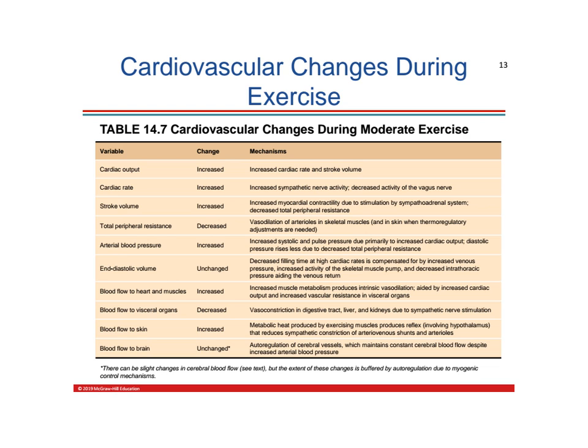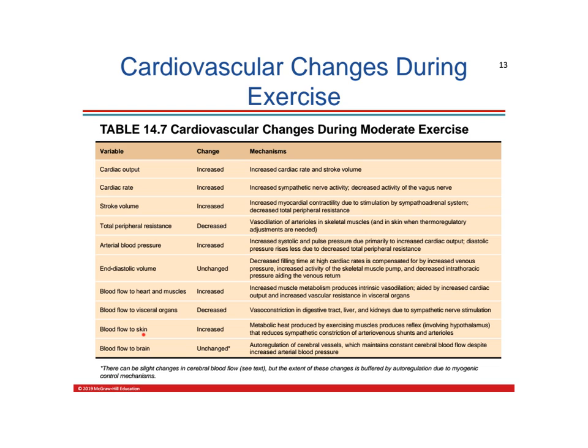Finally, there's increased blood flow to the heart and muscles, and this is because increased muscle metabolism produces intrinsic vasodilation, and this is aided by increased cardiac output and increased vascular resistance in visceral organs. So we've discussed all that previously. Blood flow to visceral organs is decreased. This is due to vasoconstriction of the digestive tract, the liver, and the kidneys. And this is all due to sympathetic nerve stimulation.